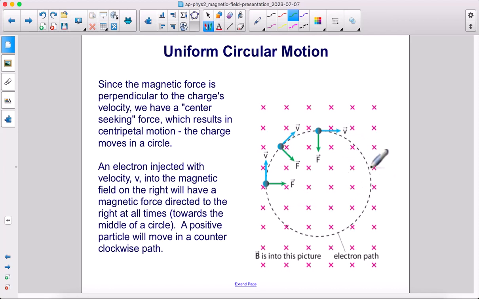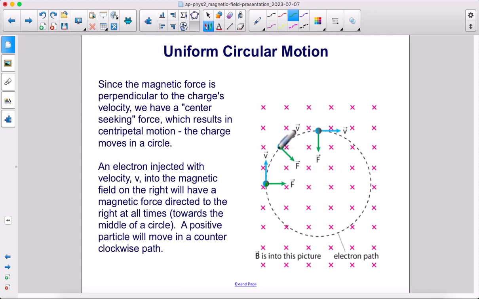So here, for example, if we have an electron injected into this field with a velocity v, at this moment here, it's an electron, so if you use the right-hand rule, or you can use the left hand, you'll see that the force will be to the right. However, that force will cause an acceleration to the right. It's going to cause a centripetal acceleration.